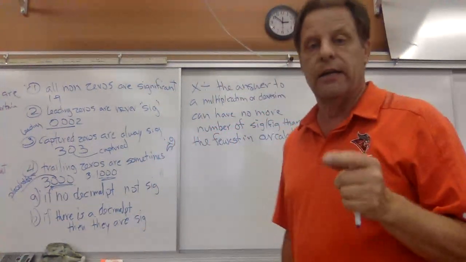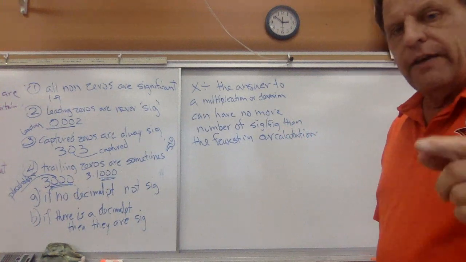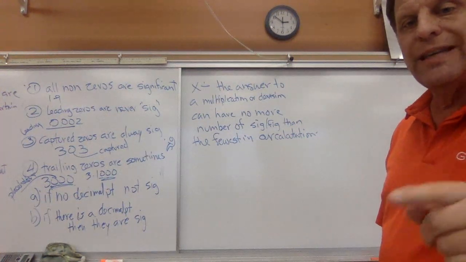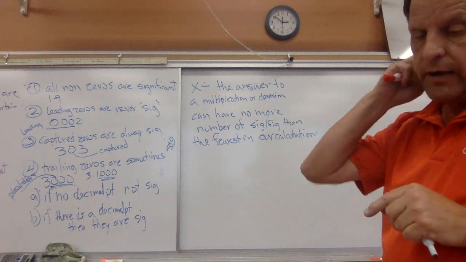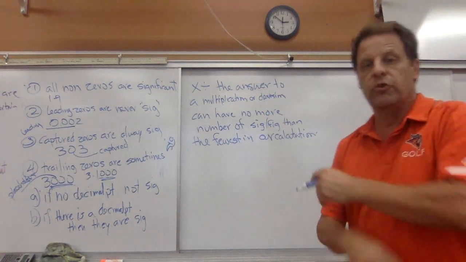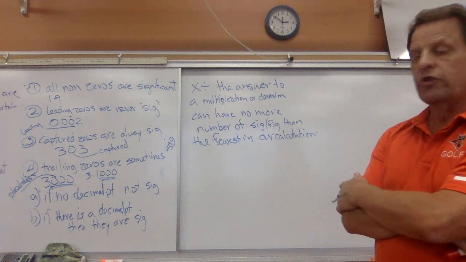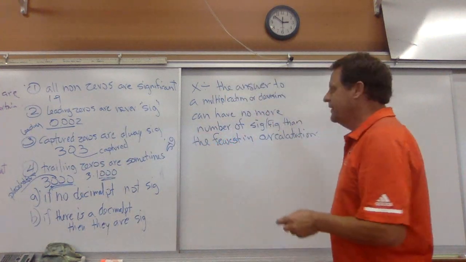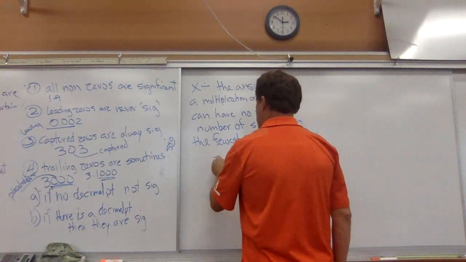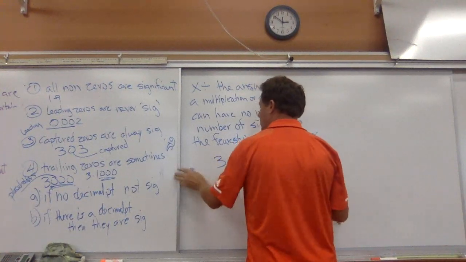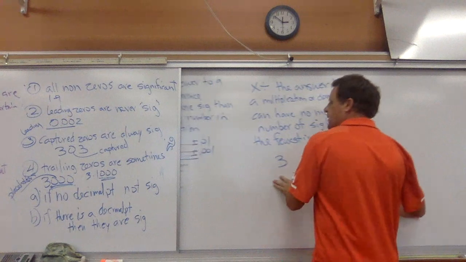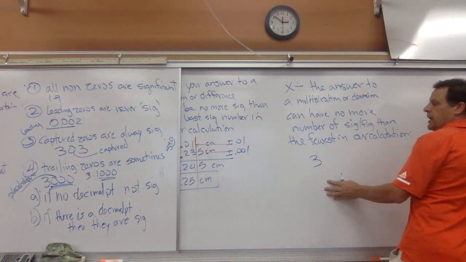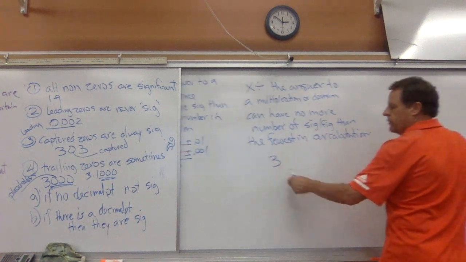Okay, so when we're multiplying and dividing, our answer can have no more significant figures than the fewest in our calculation. So this is going to come back to counting significant digits, which goes back to these rules right here. So let's take, what do we have here? 3.01 times 0.235.